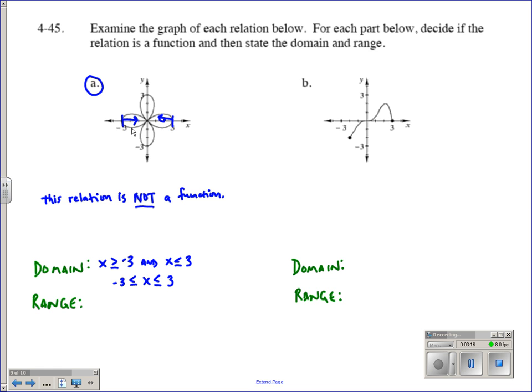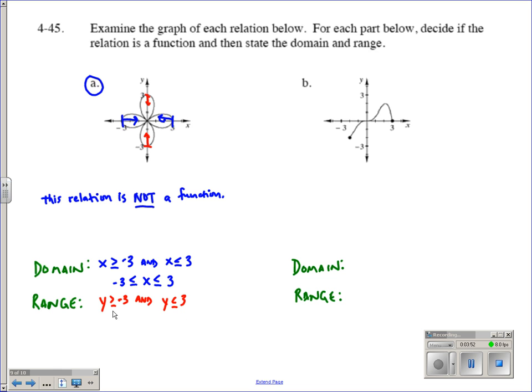For range, same kind of things going on here. It goes down to -3, so there's one boundary point. So it's going to be greater than or equal to -3. And then we have a top point here. So we can describe that using an inequality. So 2 boundary points, 2 inequalities here. We're going to say y is going to be greater than or equal to -3, and y is less than or equal to +3.